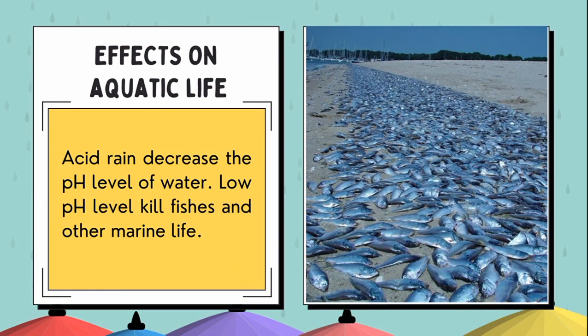Next is the effects on aquatic life. Acid rain decreases the pH level of water. So when the pH level is low, fishes and other marine life die.